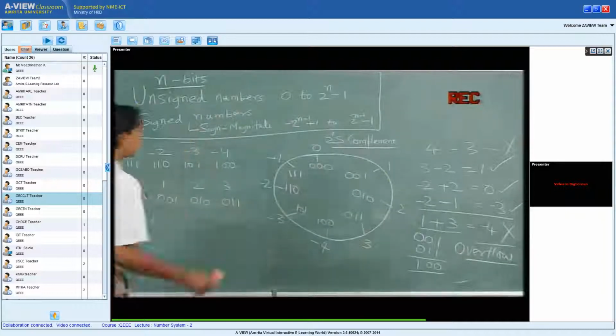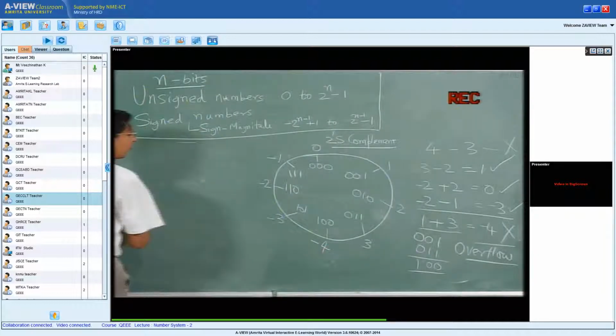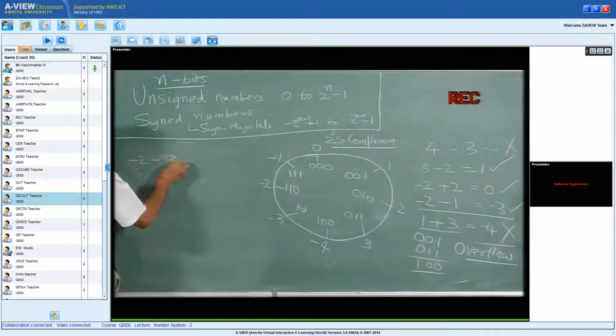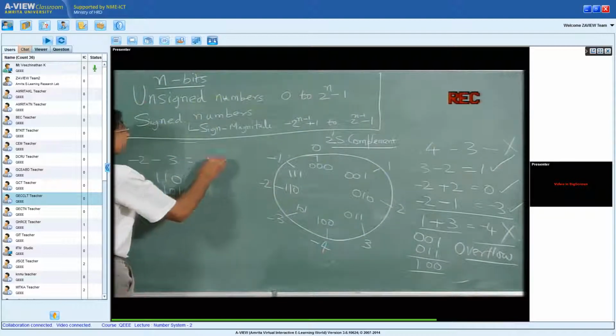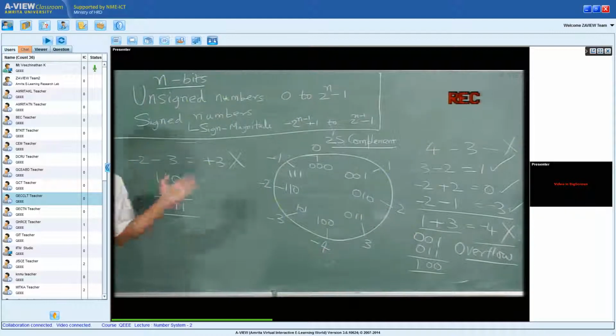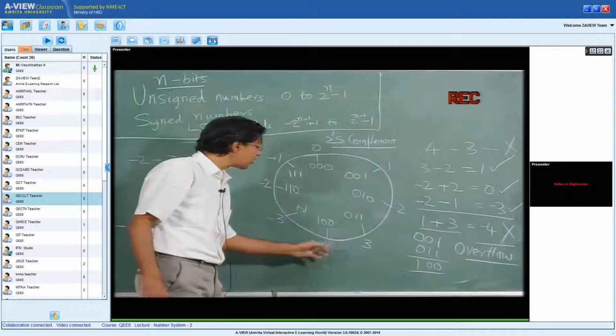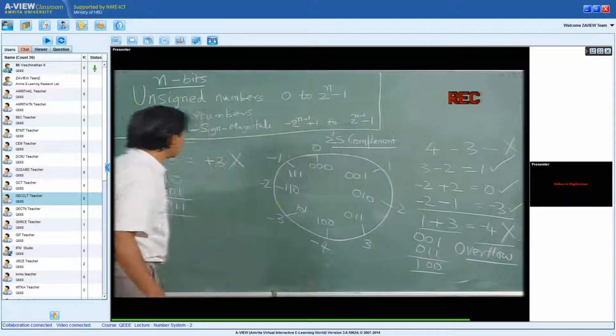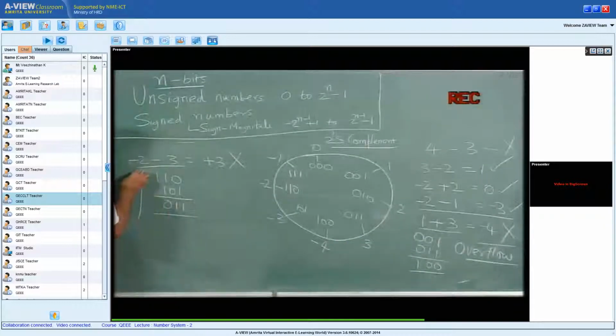Similarly, let me do minus 2 minus 3. So what is minus 2? 1, 1, 0. What is minus 3? 1, 0, 1. I get 1, 1, 1, 1 is 0. I get 0, 1, 1. What is 0, 1, 1? This is plus 3, which is wrong. Why am I getting plus 3 here? Because minus 5, which is the correct answer, is out of the range. It is less than minus 4. This I can basically call an underflow.